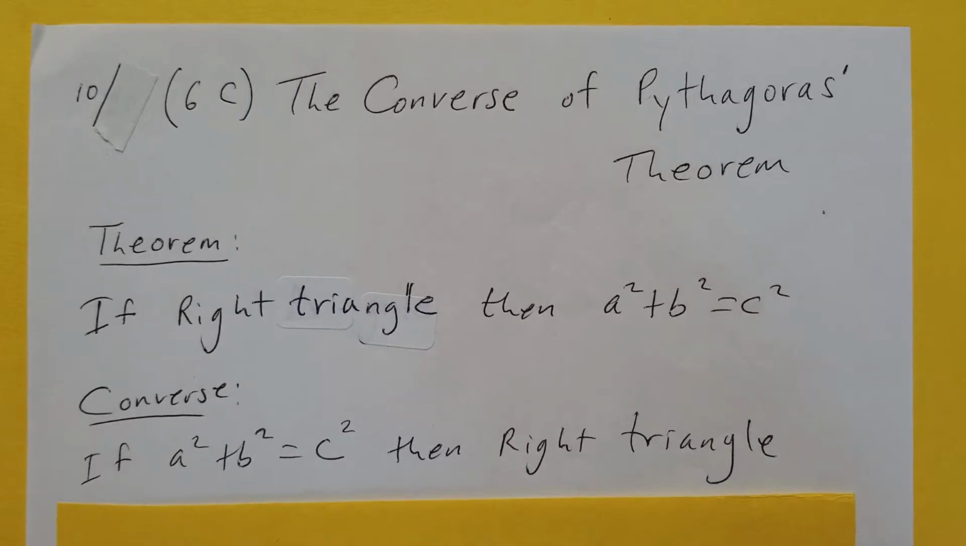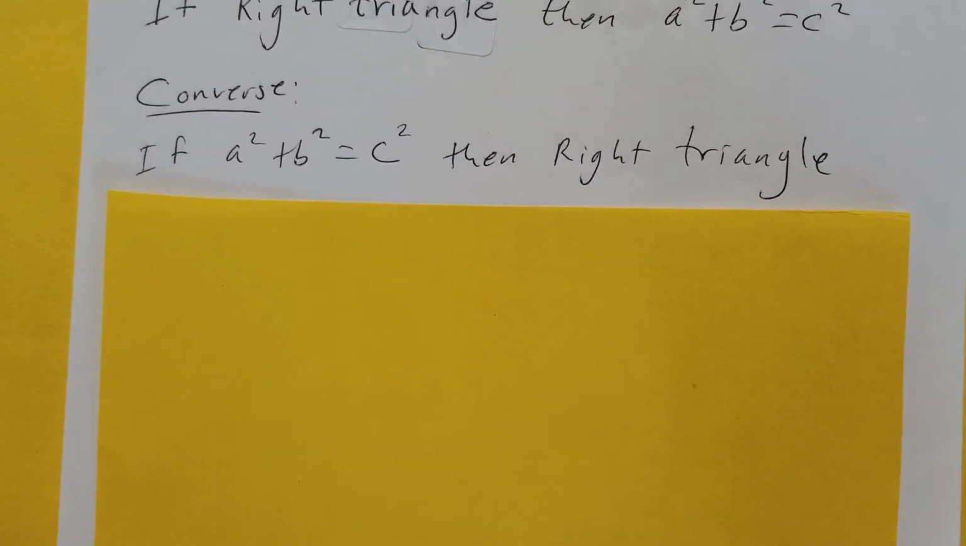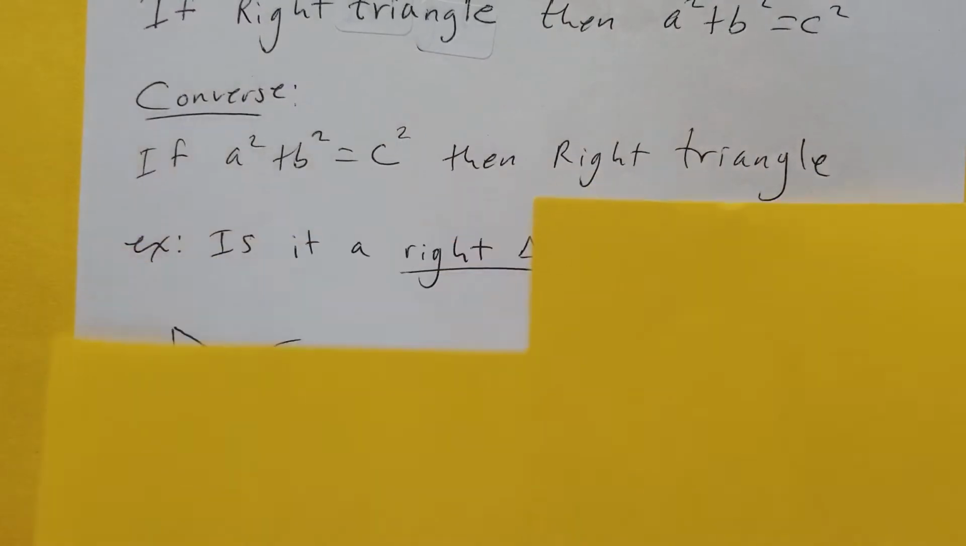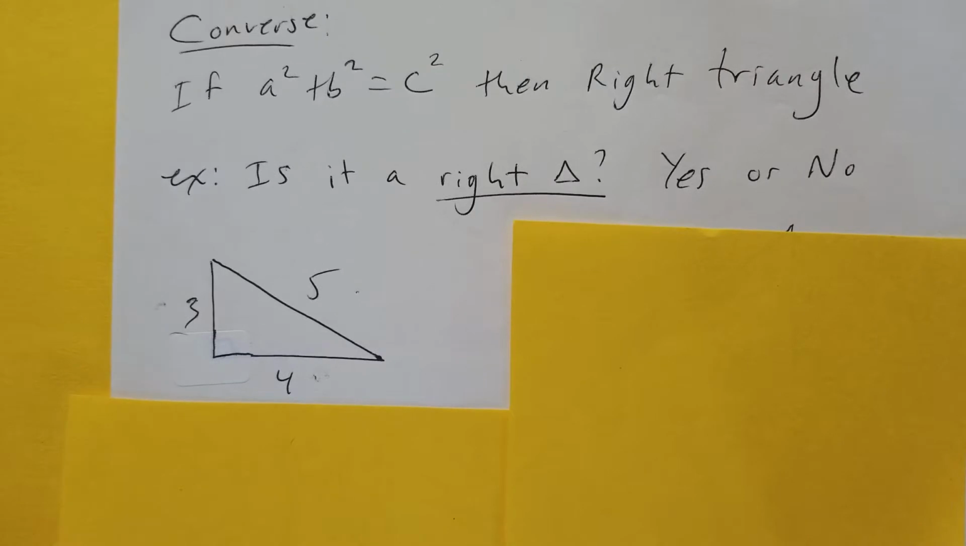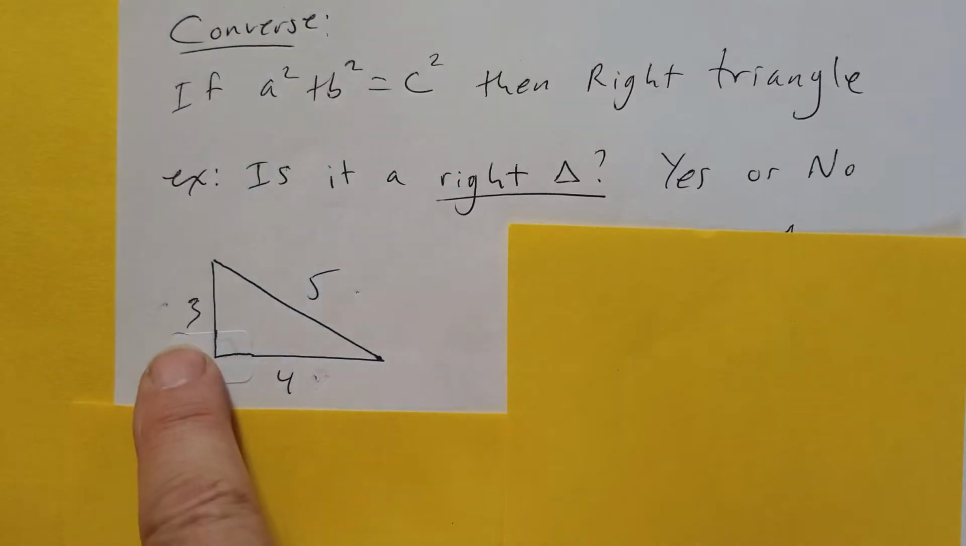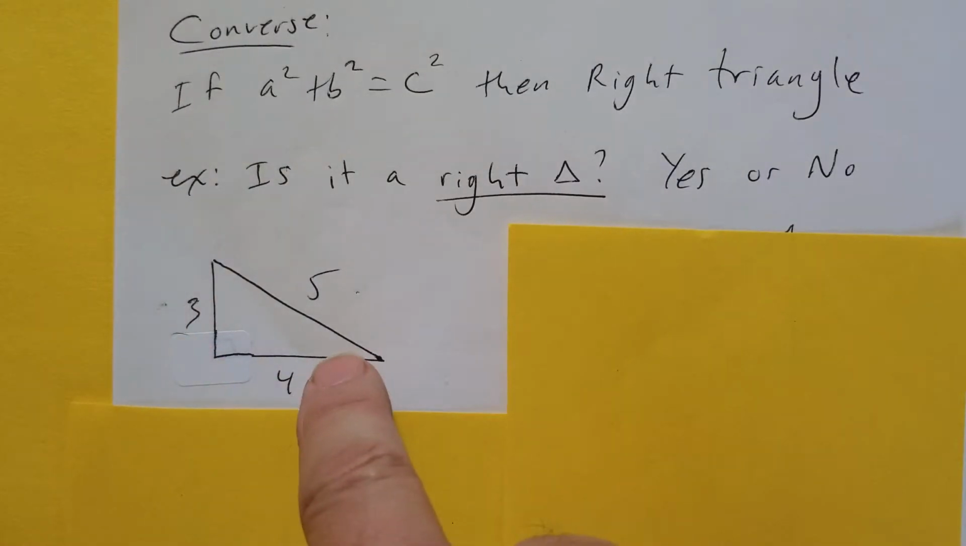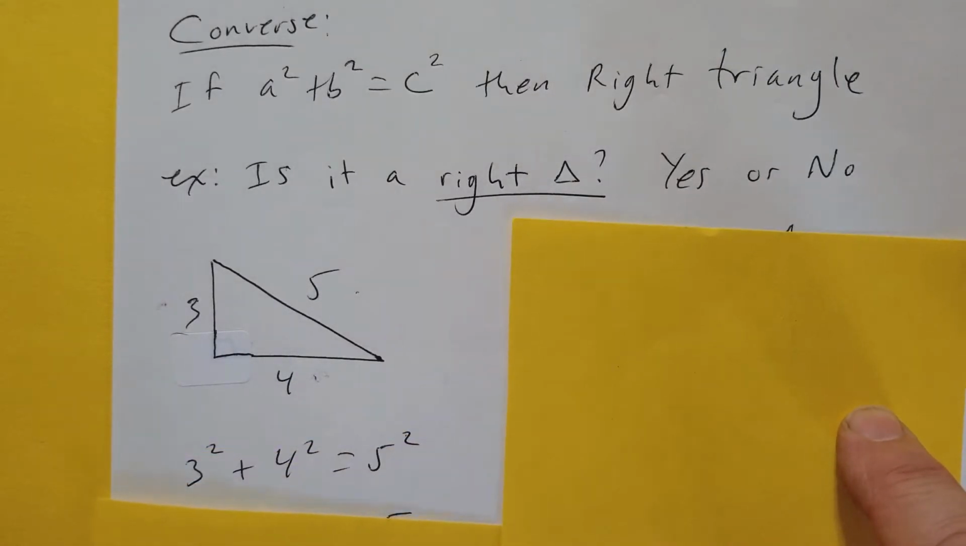So this is going to be very short notes. Okay, first example. Here I have a triangle. I don't know if it's a right triangle. I have all three sides. So the question is, is it a right triangle, yes or no? Well, if it is a right triangle, then 3 squared plus 4 squared should equal 5 squared. So let's check it. 3 squared plus 4 squared equals 5 squared.